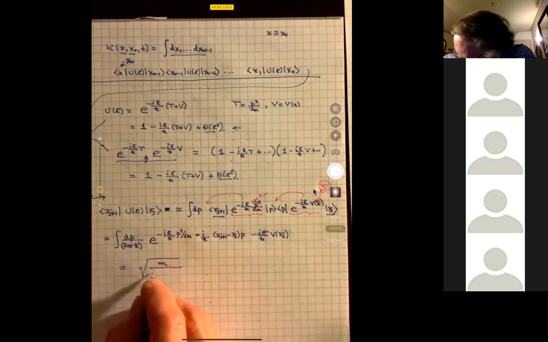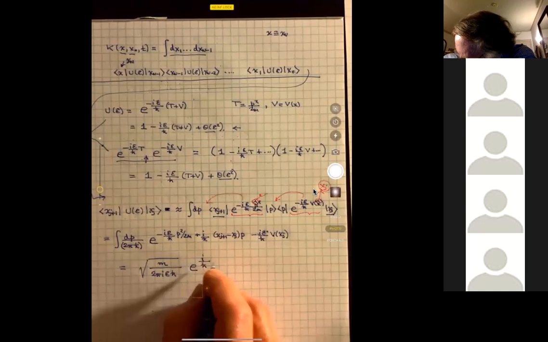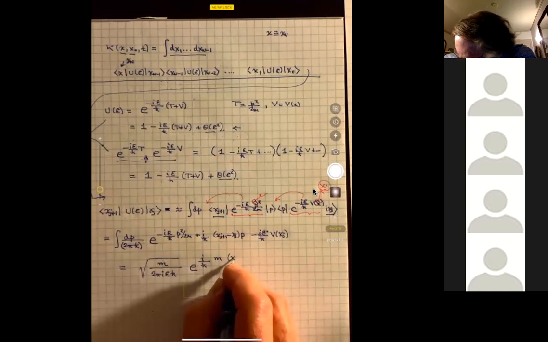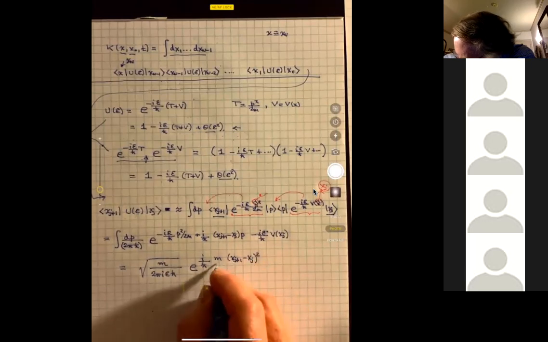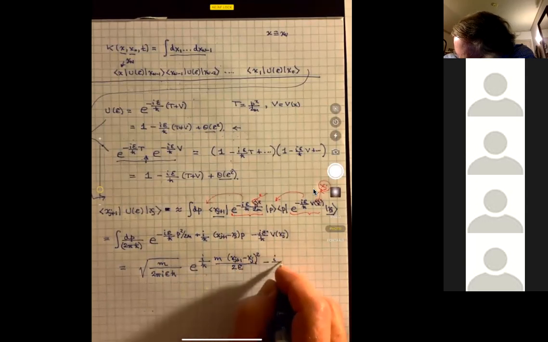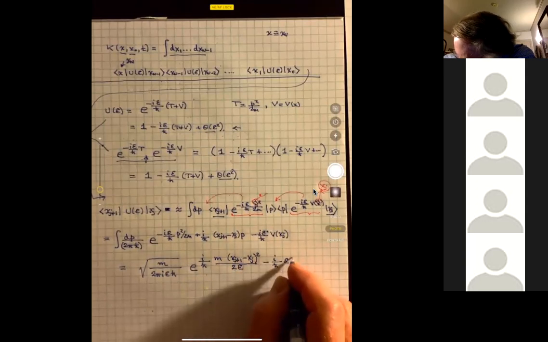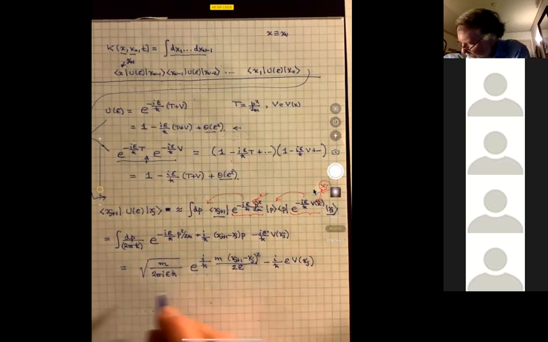It's m divided by 2 pi i epsilon h bar, e to the i over h bar, mass m, x j plus 1 minus x j, quantity squared over 2 epsilon, minus i over h bar, epsilon times V of x j. It turns into that.